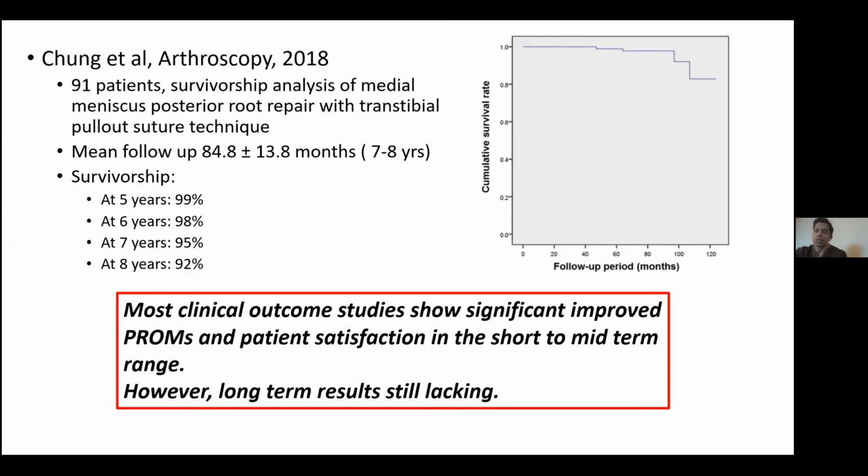So based on these data, doing the right surgery for the right patient can really yield very good results. Most of the studies show significantly improved results in terms of patient-reported outcomes and also patient satisfaction. But a lot of the studies are only short to mid-term range. Long-term studies we are still lacking in the literature.